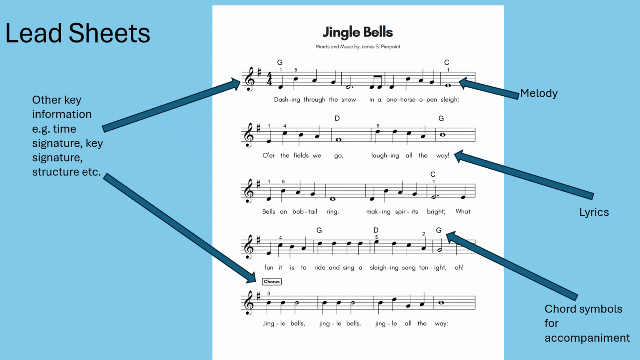A lead sheet allows musicians to improvise during the piece and create their own arrangement for the accompaniment. This form of notation is commonly used for pop and jazz music.